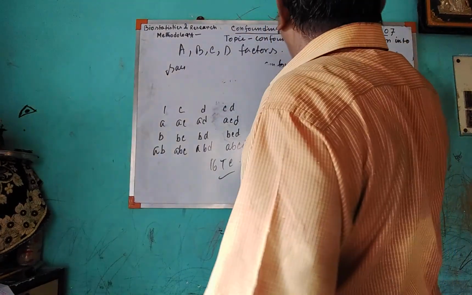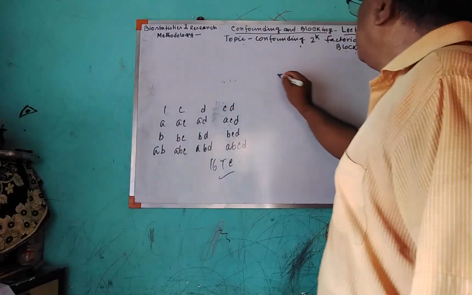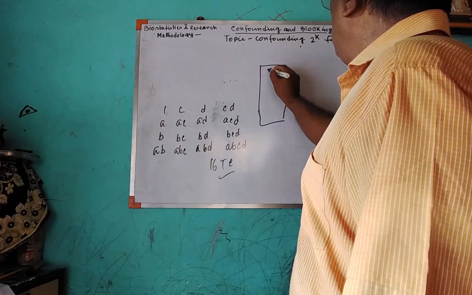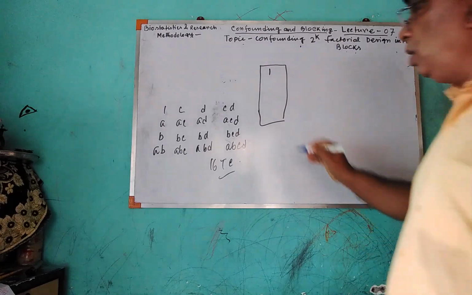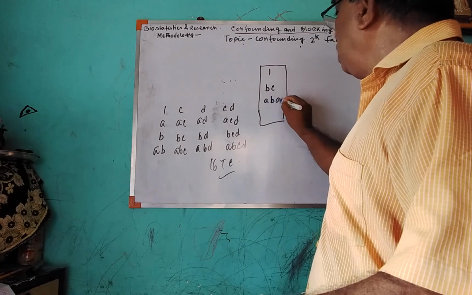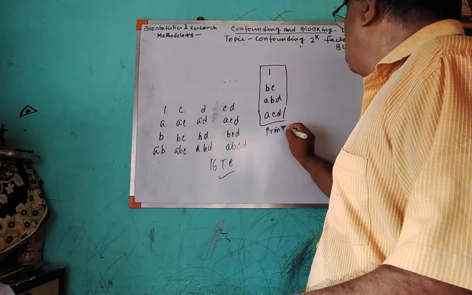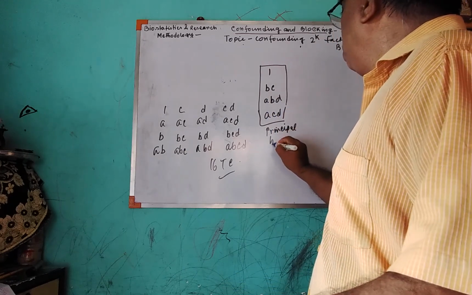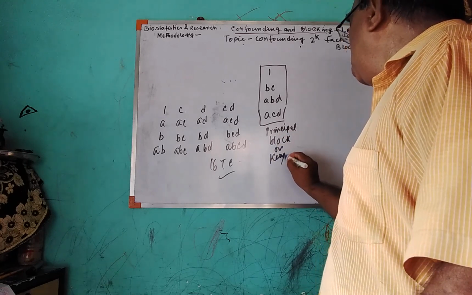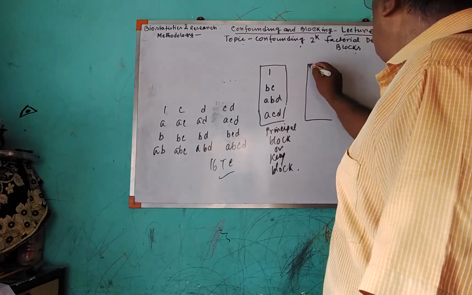Just follow me. This is the principal block, that is 1, BC, ABD and ACD. This is the principal block, or you can say key block.